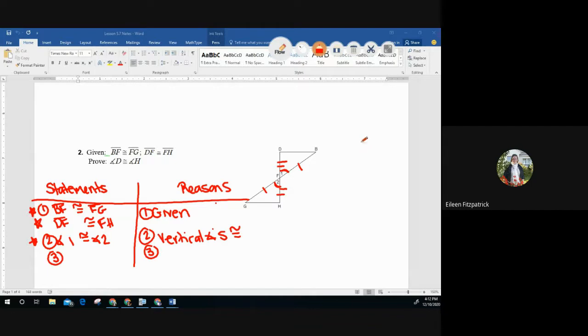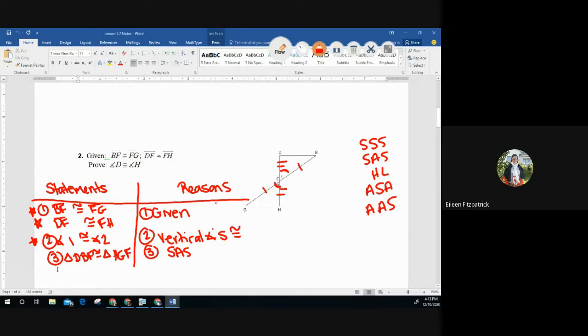So again, you're using either side, side, side, side, angle, side, HL, angle, side angle, or angle, angle, side. And based on the markings, I know the triangles are congruent by side, angle, side. So side, angle, side, and it's triangle. You can name the first triangle however you'd like. You just have to name the second triangle consistently. So I'm going to say DBF is congruent to triangle HGF.